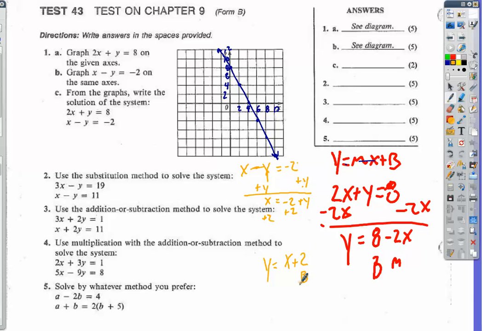So here's my b value, here's my m. And my m value is the number in front of the x, which in this case is a 1. So my y-intercept's 2, and up 1 over 1, up 1 over 1. So now it's time to see where they cross. For C, find the solution, which is where the lines cross. So I can see clearly that they cross at 2, 4. Question 2.